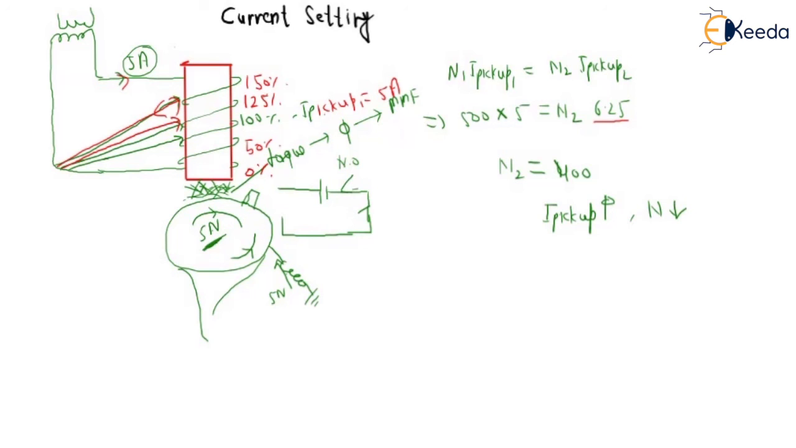If you see the diagram, the initial winding is not shown. What you will see is that this would be 100, this will be the tap. If you connect to this, the current will be 6.25. If you connect to this, then the pickup current would be 7.5. So this is all about the concept of current setting.